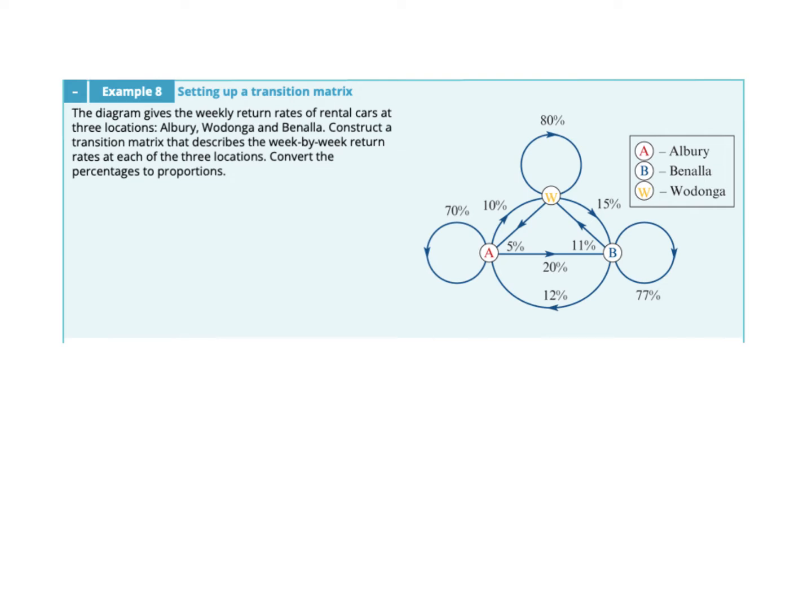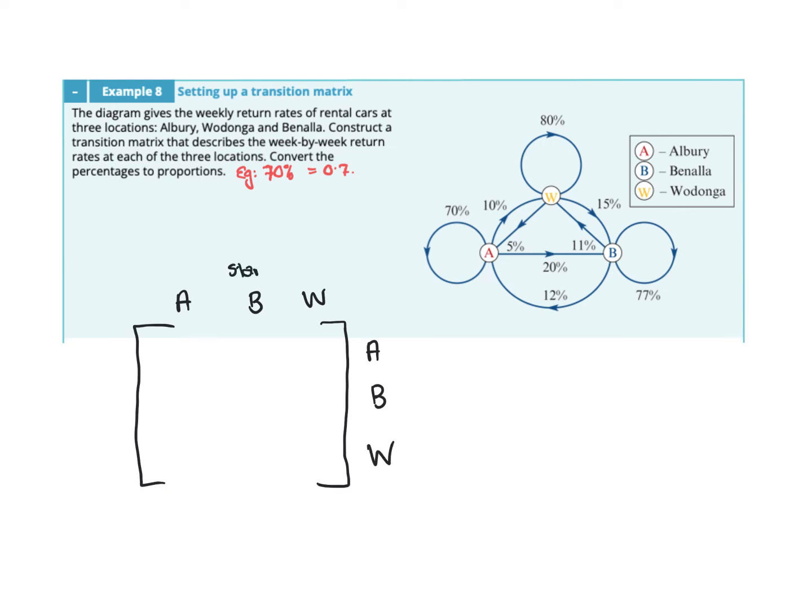Convert the percentages to proportions. So that just means, for example, we don't put percentages into our transition matrix. So say 70% becomes 0.7. All right, so let's have a look. Now we know the transition has to be a square matrix. Because we have 3 locations, say Albury, Benalla and Wodonga, we're going to have those down there. And we're going to say that if we start here and we end here, we'll follow the percentages.